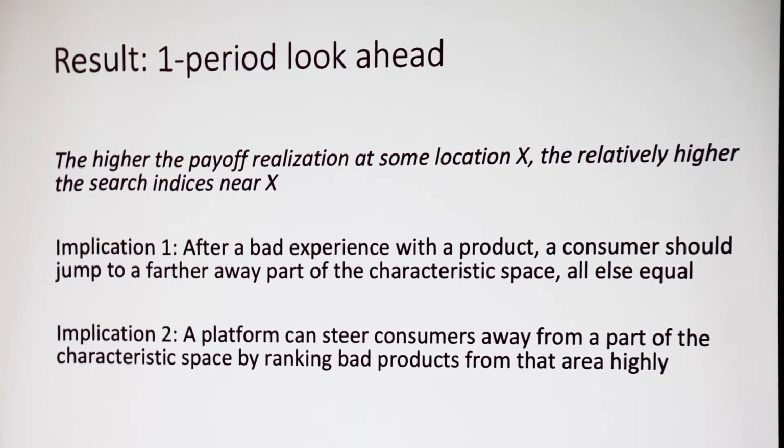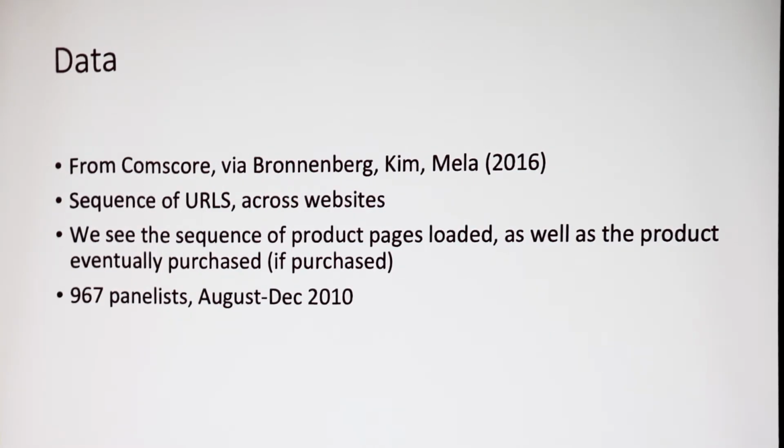Notice that this is not an implication of a model without the kind of path dependence we have. So again, in a standard Weitzman-esque kind of model, you don't do anything differently because you just had a bad experience with a high-priced product. You just keep searching in the same order that you were going to search before. And then the second implication is, as I said earlier, the platform can steer consumers away. But it's this first implication that I want to tell you about in the last amount of time I have.